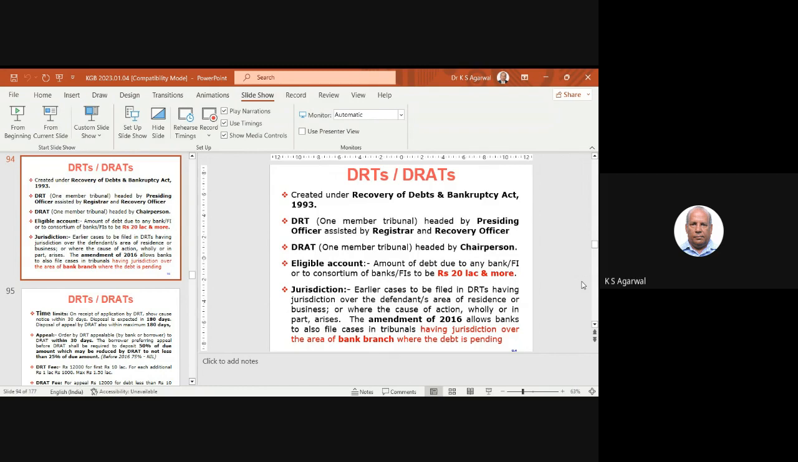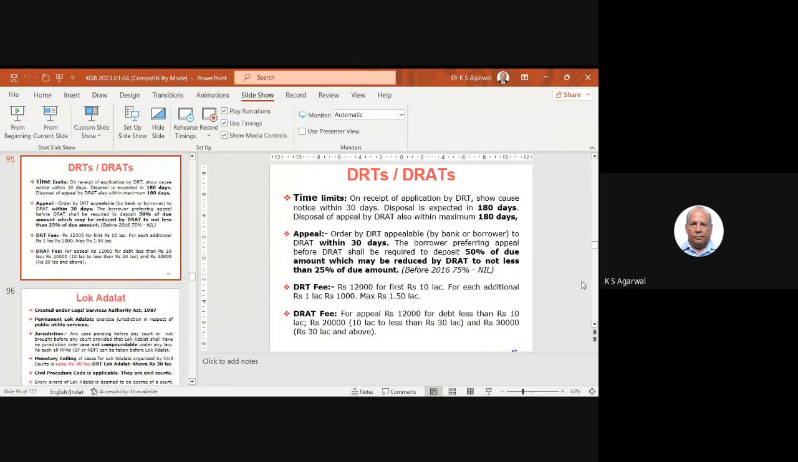So from 2016, this amendment has come. I can file it in DRT Kochi, I can file it in DRT Trivandrum. Now, the time limit for DRT is within 180 days. It is the expected time limit as per law.